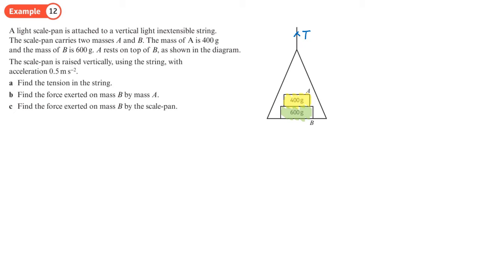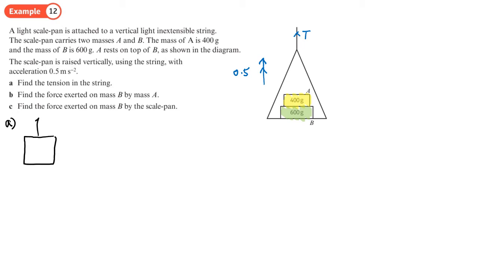The scale pan is raised vertically using the string with acceleration 0.5 meters per second squared. So let's put the acceleration there of 0.5. Part A says find the tension in the string. Now in part A, the tension in the string is not a force between the masses, it's a force outside the masses. So I could think of part A like this.